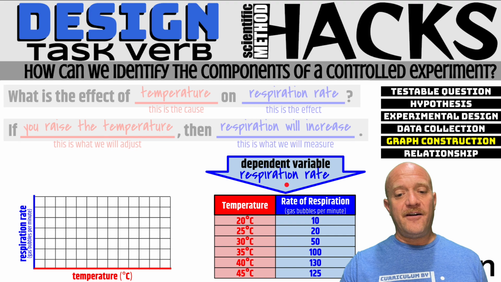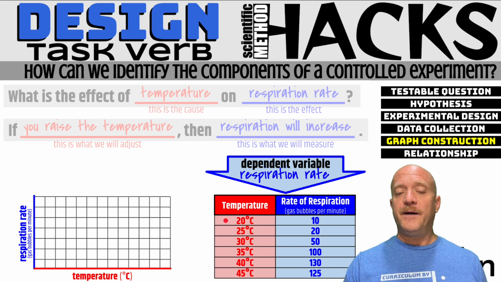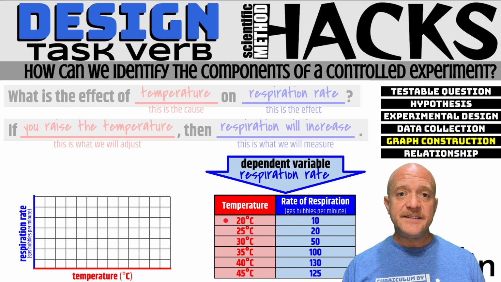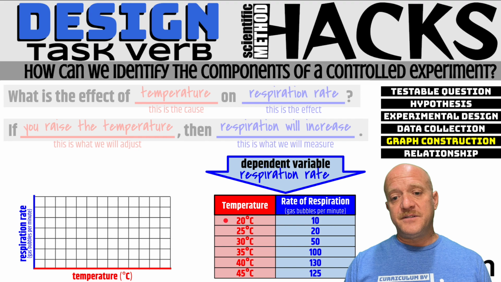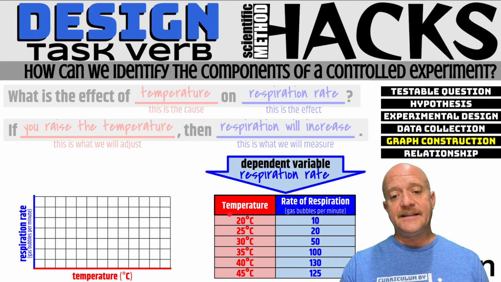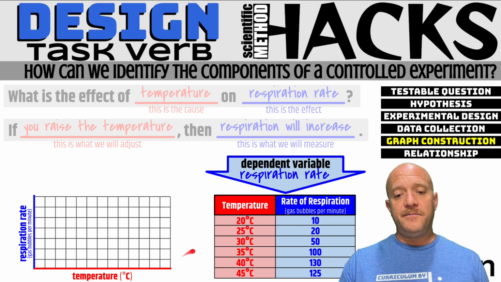And with your scale, I don't have the scale indicated here, just in the interest of space, but you really want to count by a standard number, like 5s, 10s, 20s, 1, 2, 5. Don't simply just copy the numbers down that you see in this data table. So again, you want to count by the same number every single time.